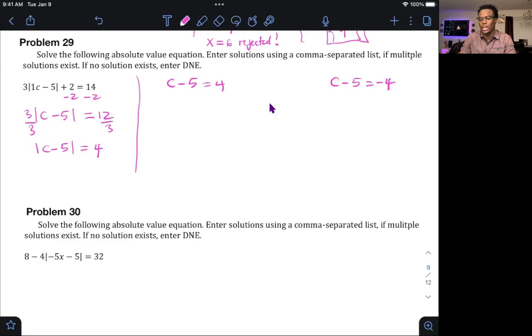Always positive and negative on the other side, but it's the same expression inside of the absolute value that equals both the positive and negative of the number on the other side. Well, we can solve now by adding 5 on both sides. C equals 9. And add 5 on both sides. C equals 1. And then we don't need to check. If you check, it's not going to hurt, but if you make sure that the work is done well, you can just give your answer without checking.